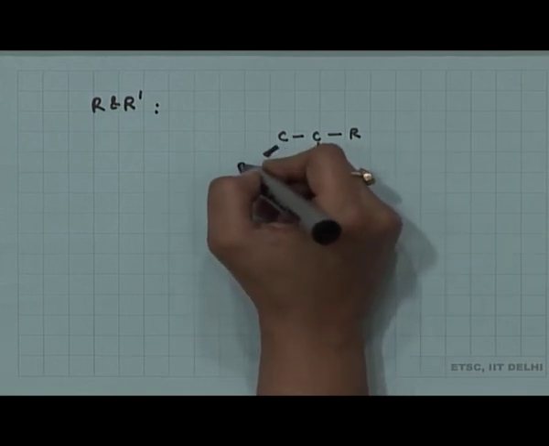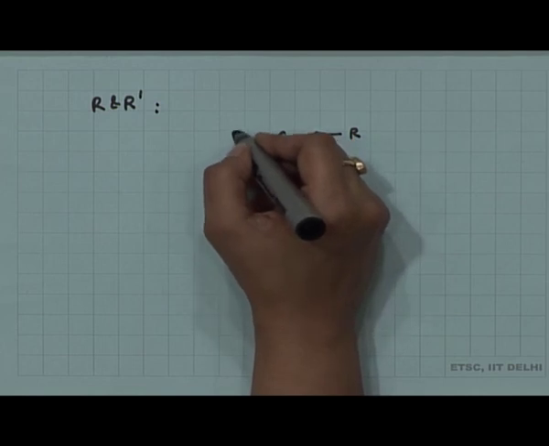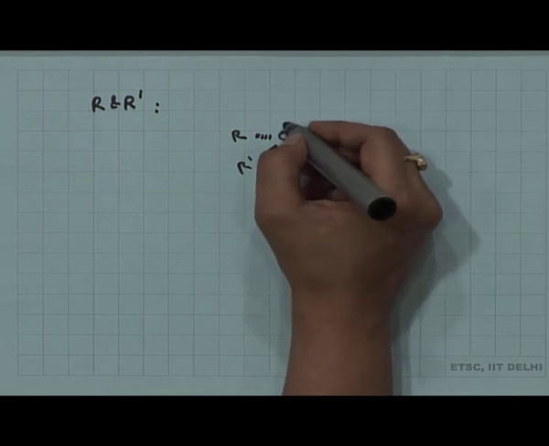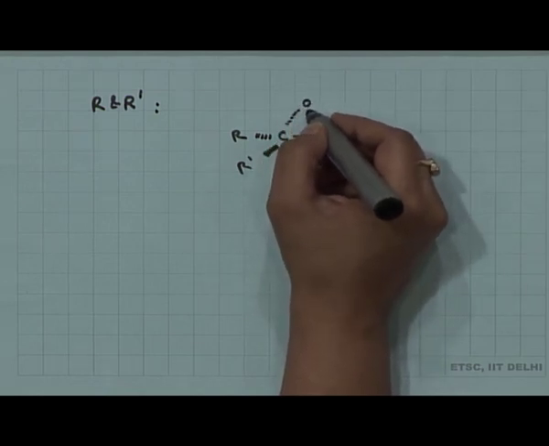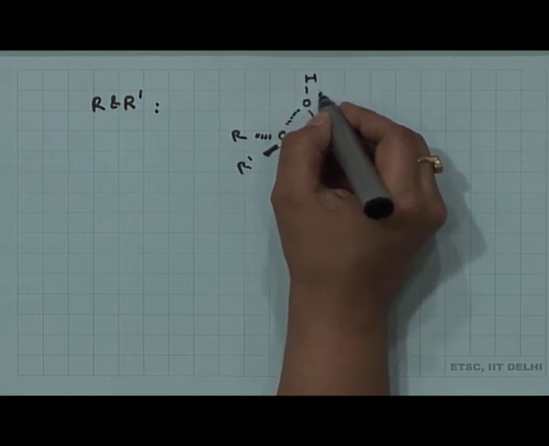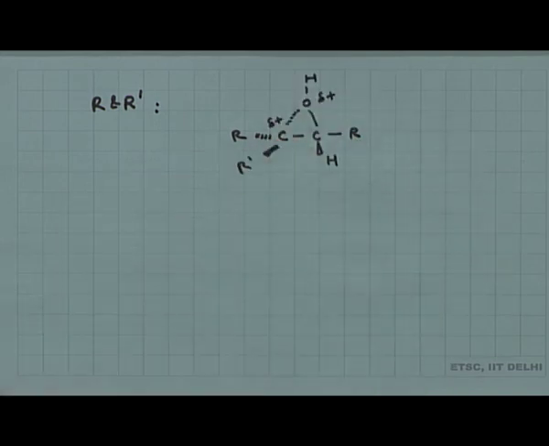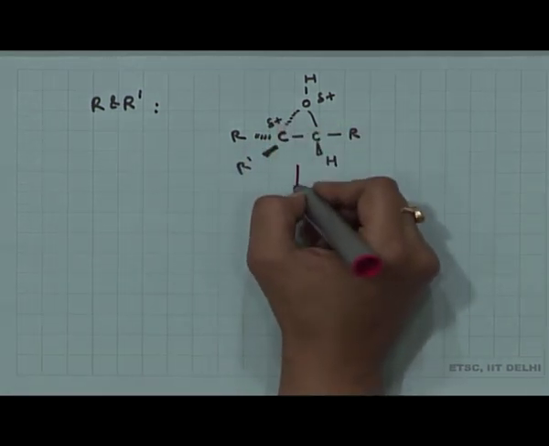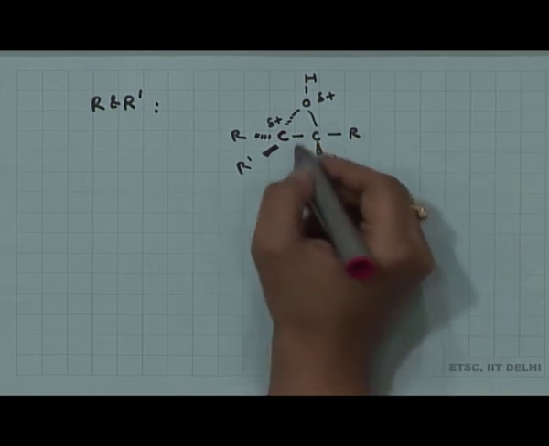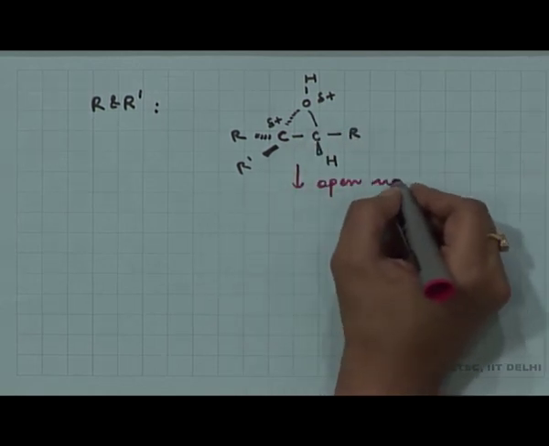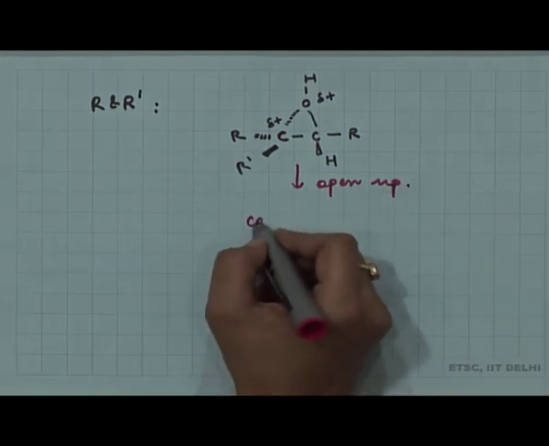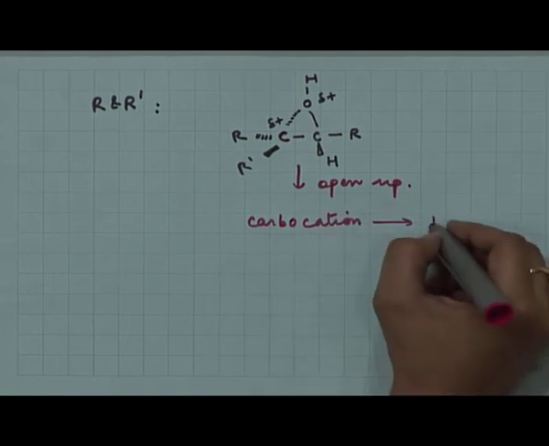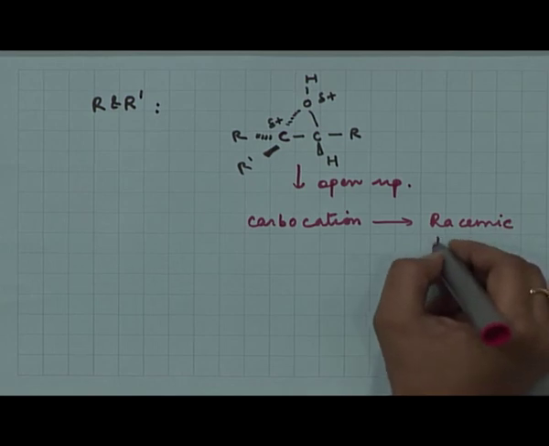So, if you have R dash and R, in this particular case, you get this carbocation. Now, in this case, if the charge is highly stabilized on this carbon, then it can even open up. So, instead of staying as a bridged cyclic intermediate, it can open up to give you an open chain carbocation, and if you get that carbocation species, then you end up getting a racemic product mixture.